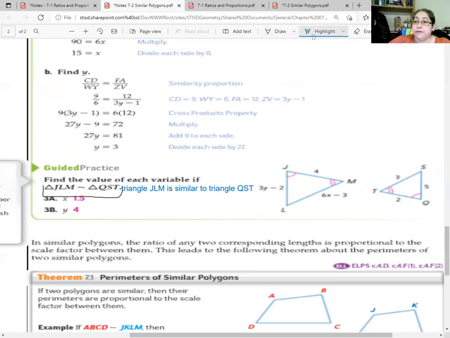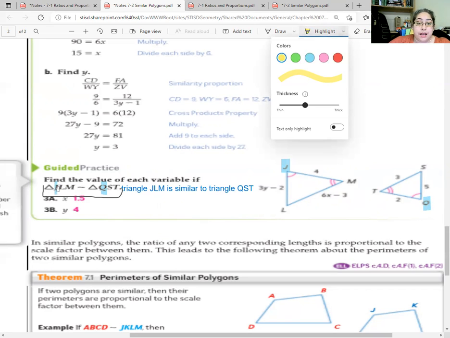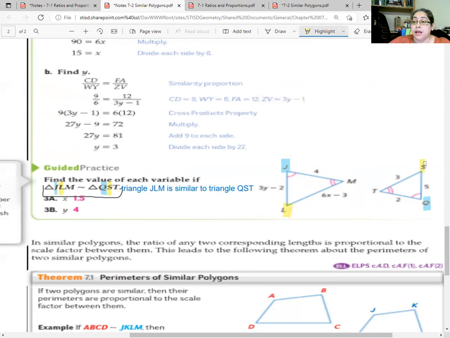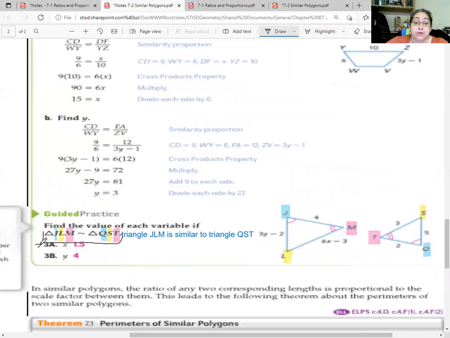Okay, let's find out which side is which. The J is listed first and the Q is listed first, which means the J and the Q are the corresponding corners. Then I have L next and S next, so L and S. And then I've got M and T. Now that I can easily see which corner lines up with which corner, I'm going to work on 3A, which is find the value of x.